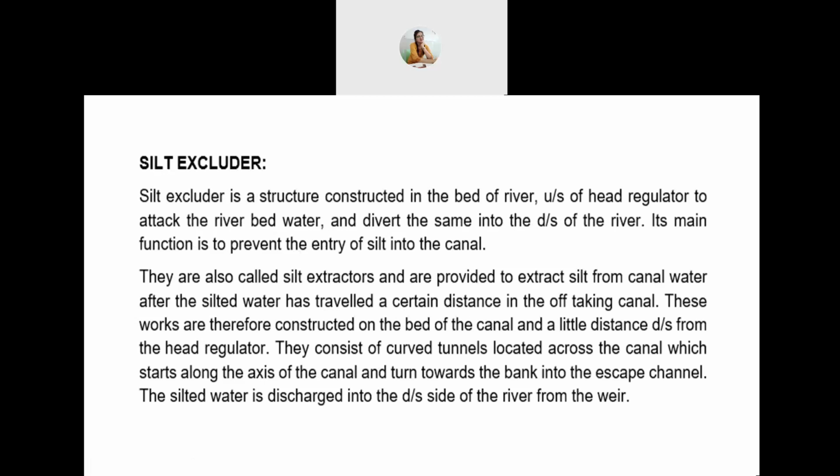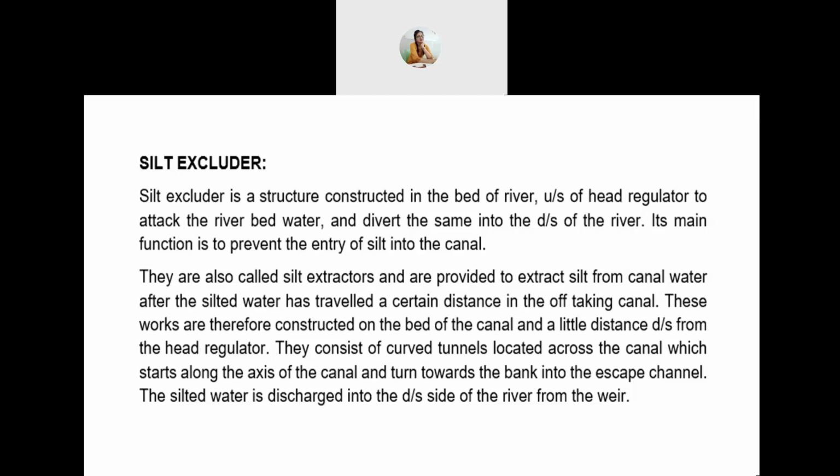Next, silt excluder. So silt excluder is a structure constructed in the bed of the river upstream of head regulator to attack the river bed water and divert the same into the downstream of the river. Its main function is to prevent the entry of silt into the canal.